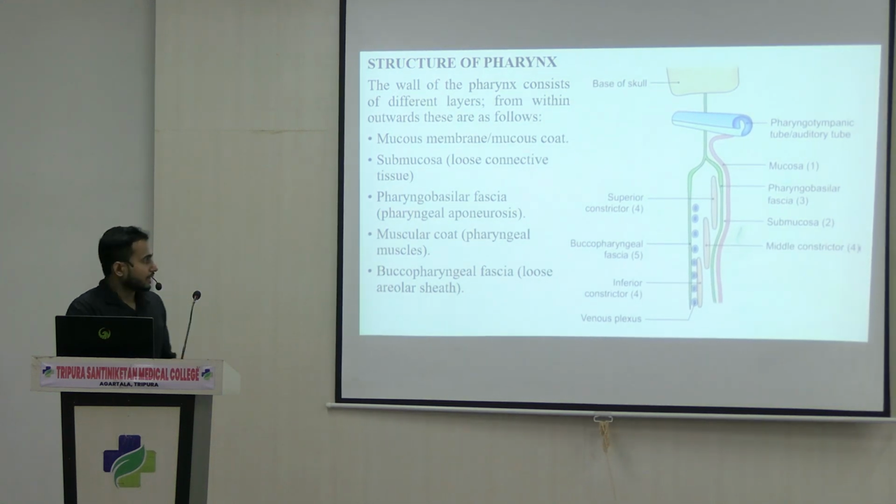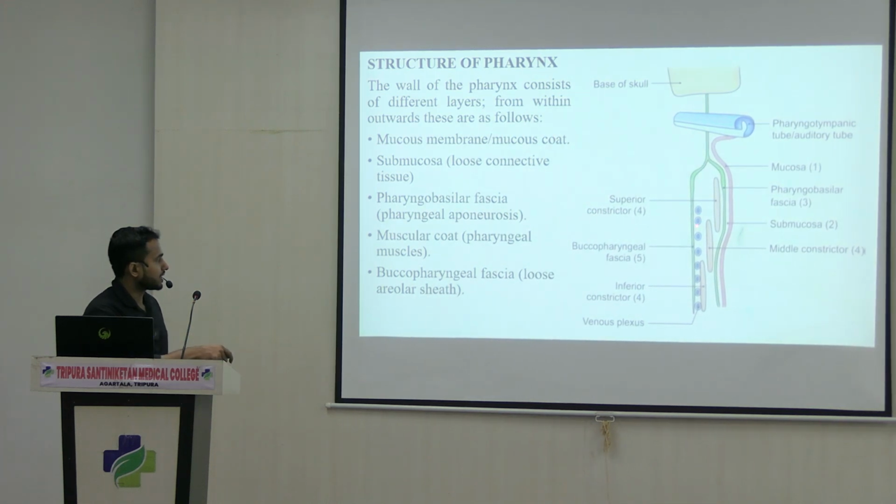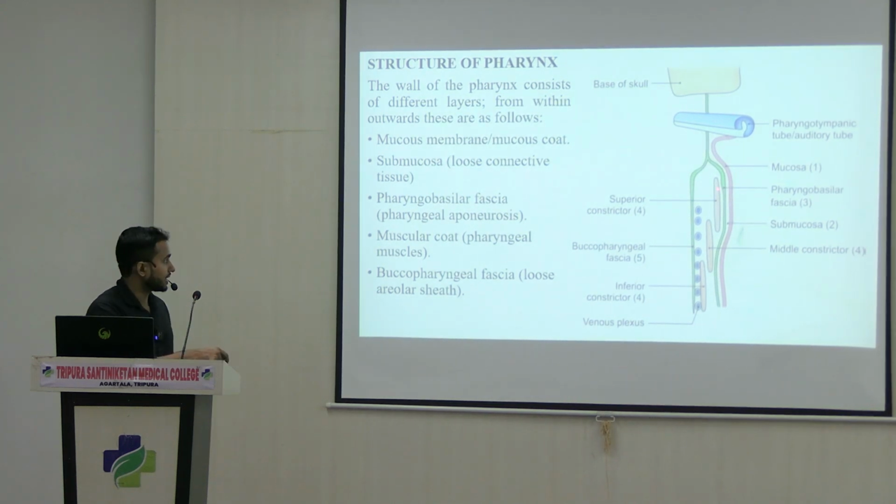After that, the most important part is the venous plexus. Along with that, the pharyngeal plexus of nerves is also placed, and the outermost layer is the buccopharyngeal fascia.